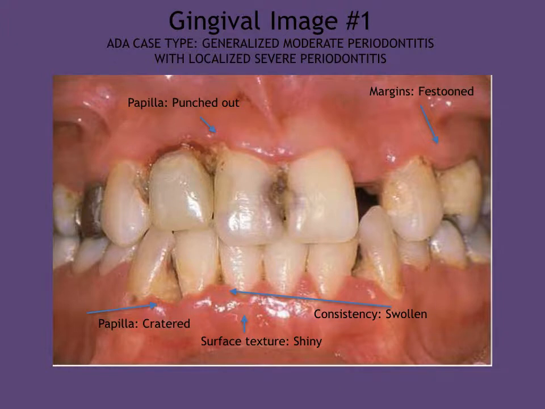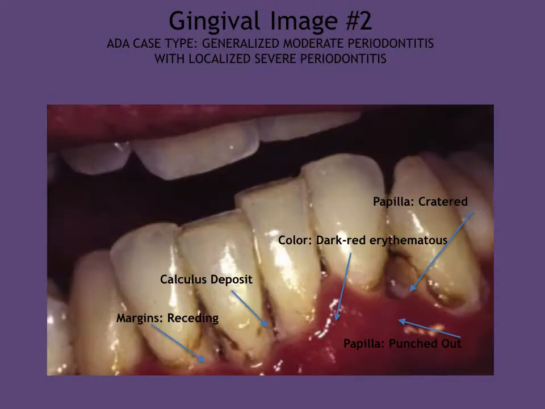Gingival image number 1 indicates punched out papilla, festooned margins, cratered papilla, shiny surface texture, and swollen gingival consistency. Gingival image number 2 indicates receding margins, calculus deposit, punched out papilla, dark red erythematous color, and cratered papilla.